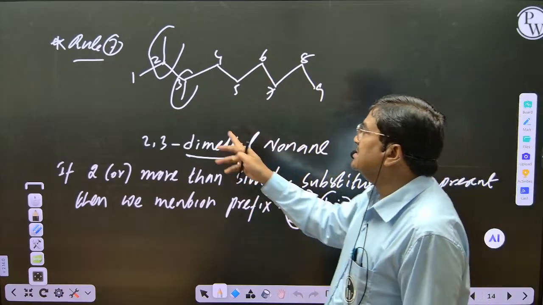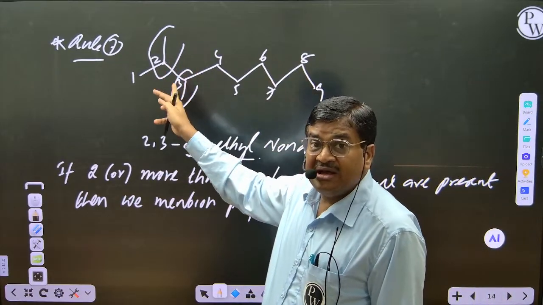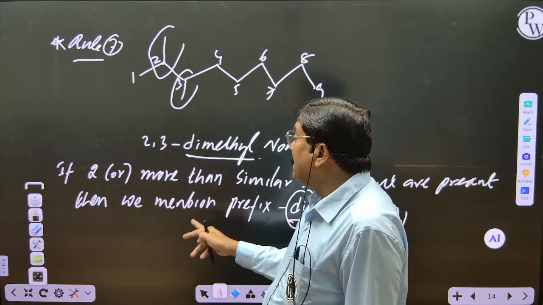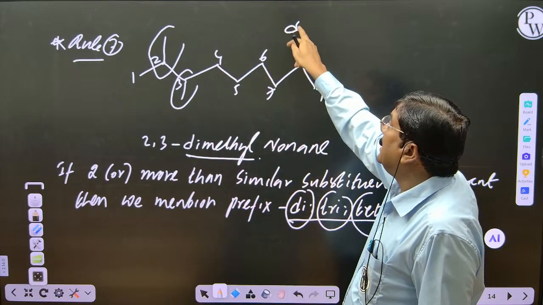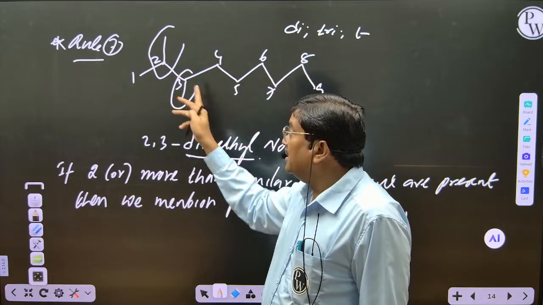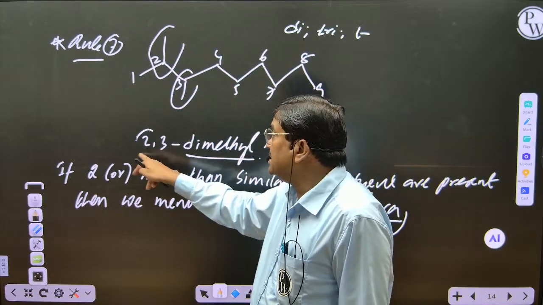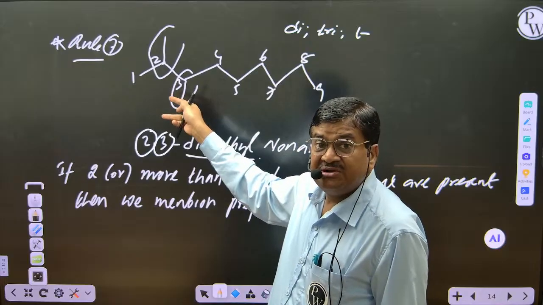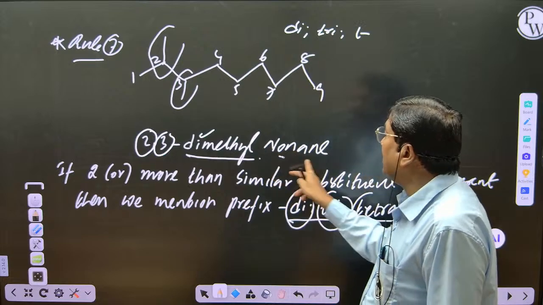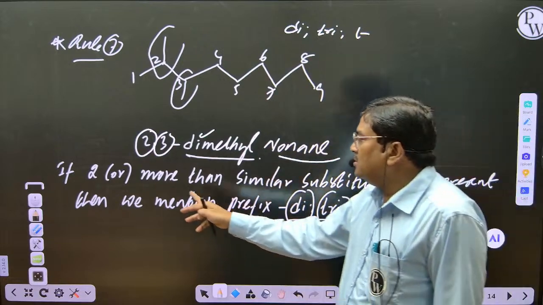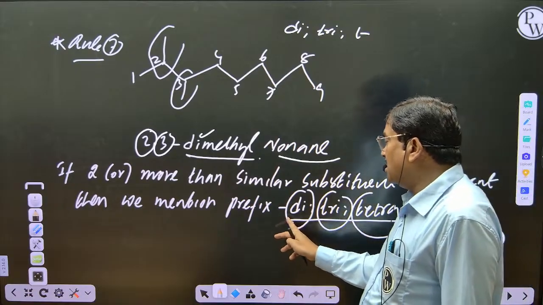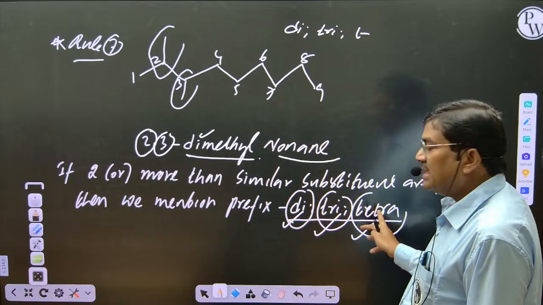Rule 7C. In rule 7, whenever two similar, that is two or three or more, substituents are there, we use the words di, tri, tetra. So see, similar substituents are there, and you have to mention the position, 2, 3. That means the position of the substituents is 2, 3. Since there are two similar ones, we are using what? Dimethyl nonane. That's what we wrote here. If two or more similar substituents are present, then we mention the prefix what? Di, tri, tetra.